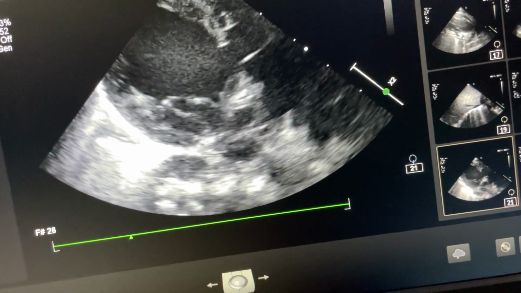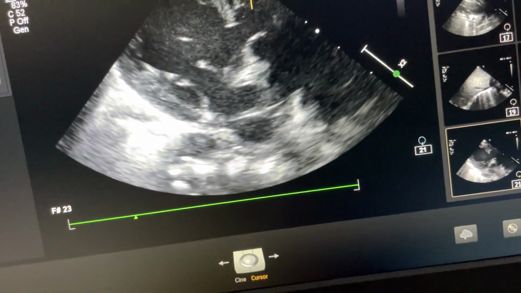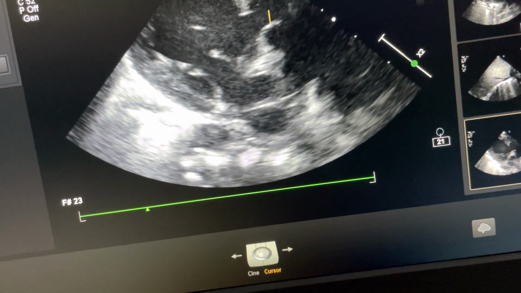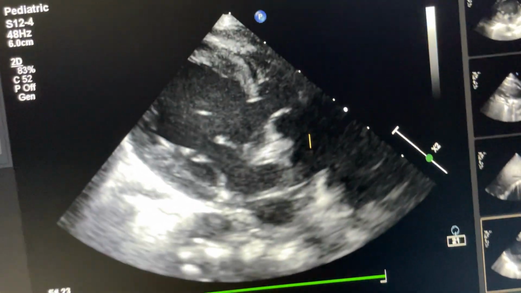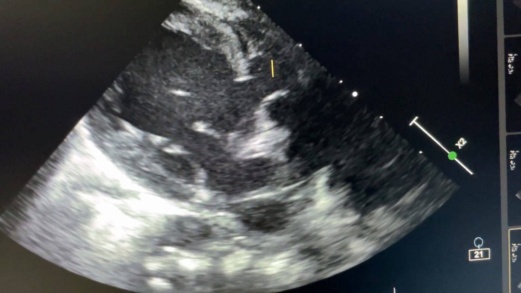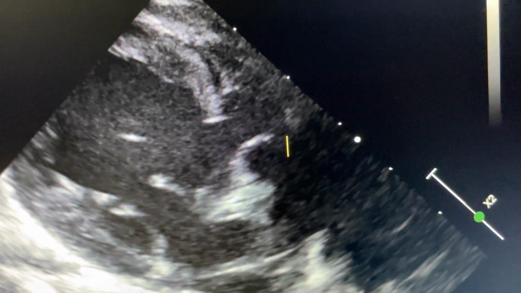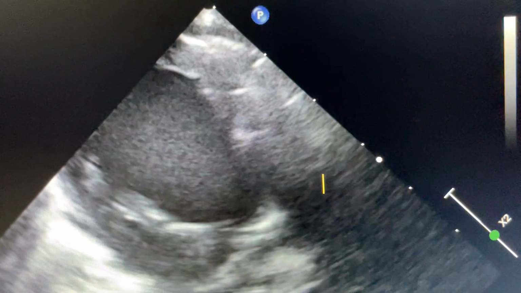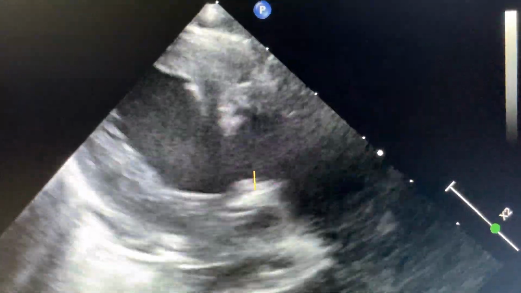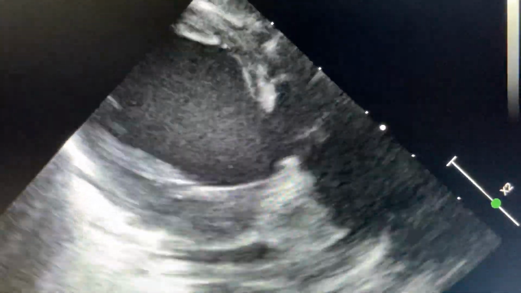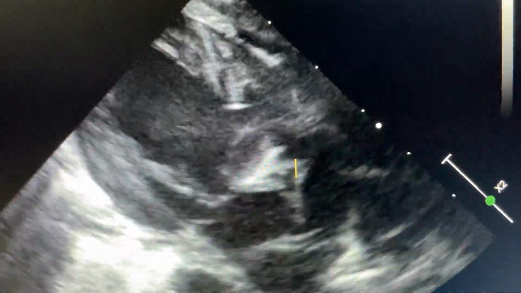You see, this is pulmonary valve. This is RV outlet. This is pulmonary valve, and this is main pulmonary artery. So intermittently you get an image of aorta coming from the ventricle and pulmonary artery coming from the ventricle.